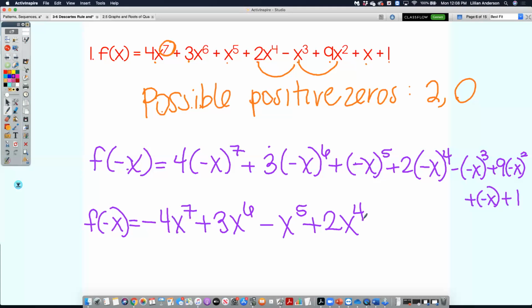This one, the next one, negative x to the 3rd power is a negative x to the 3rd power, but because there's a negative on the outside, it becomes positive. Continuing forward, that will give me a positive x squared, a negative x, and a positive 1. You're going to want to simplify after you plugged in the negative x.